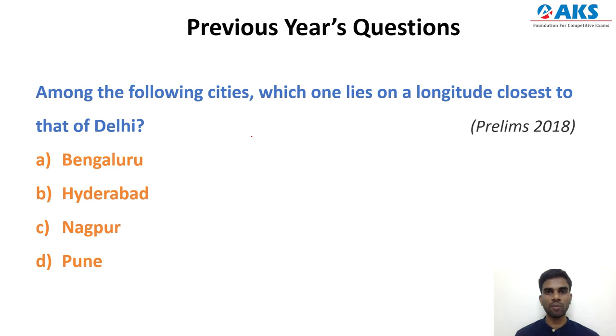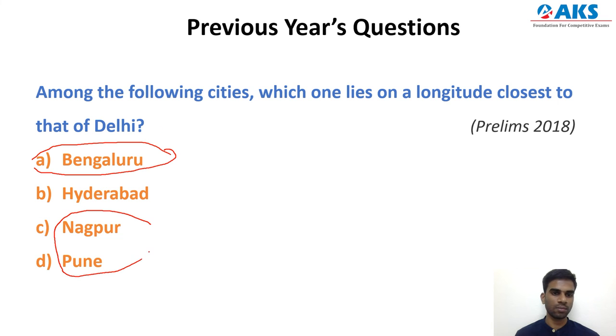So now let us look at some of the previous year's questions that were asked and which can be solved using the information that we got from this particular unit. This is the question asked in prelims 2018. Among the following cities, which one lies on a longitude closest to that of Delhi? The answer was Bangalore. This is a very tricky question. You need to be very sure of the longitudes of Delhi, Bangalore, Hyderabad. You can eliminate Nagpur and Pune, but you might be confused between Bangalore and Hyderabad.